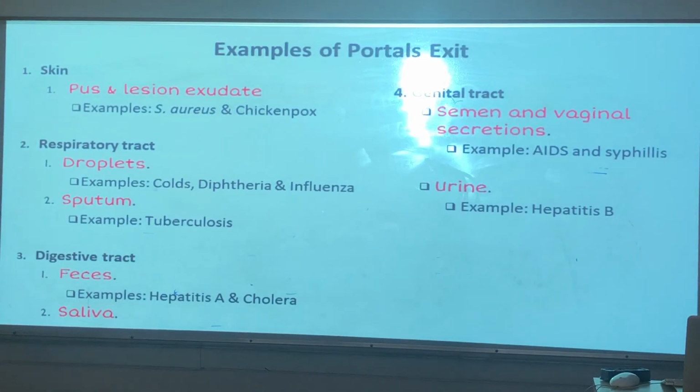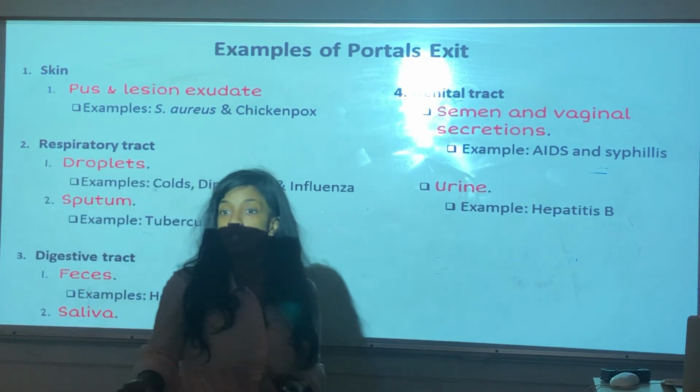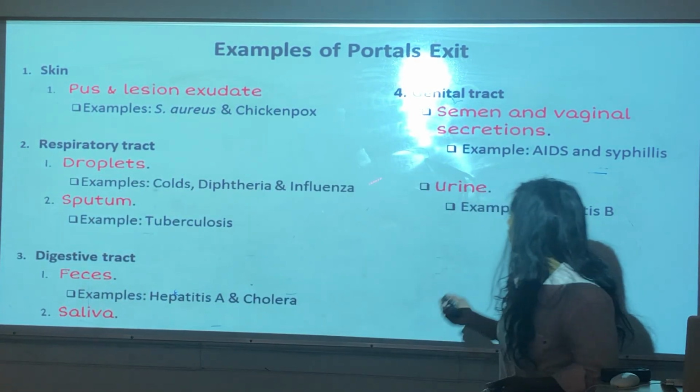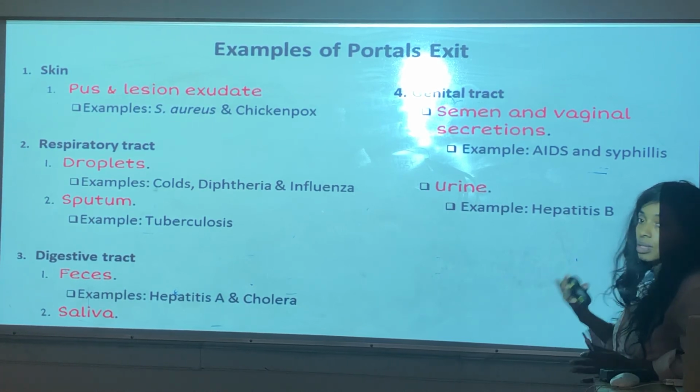So they will exit. How do they exit? If the organism is in the skin, they will usually leave through the skin, through pus or lesion exudate. Again, their goal is to find another host where they can survive, so they'll keep jumping to other hosts. If they enter through the respiratory tract, chances are they'll leave through the respiratory tract, so they may leave in droplets or sputum. If they enter through the digestive tract, chances are they'll leave through the digestive tract, in feces or saliva. If they enter through the genital tract, they'll leave through semen, vaginal secretions, or urine, depending on the organism. They'll leave in different ways.